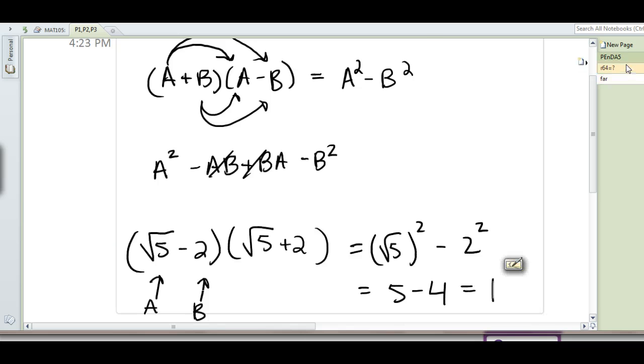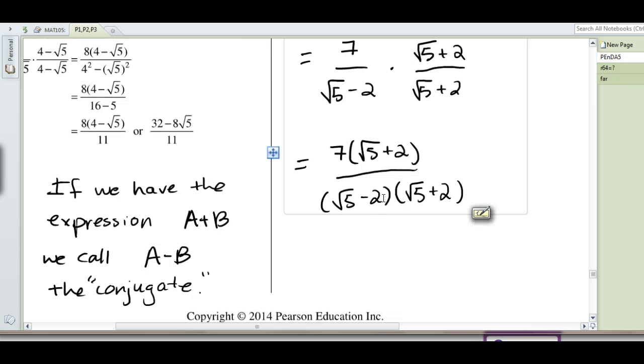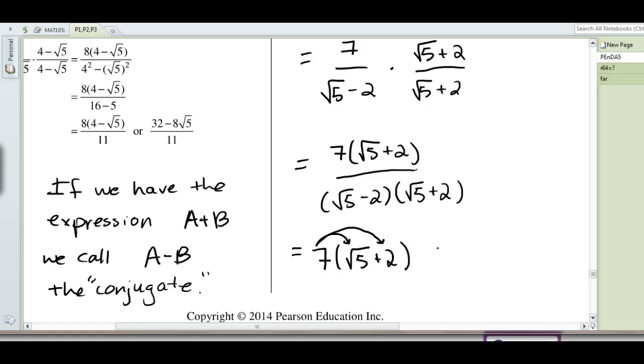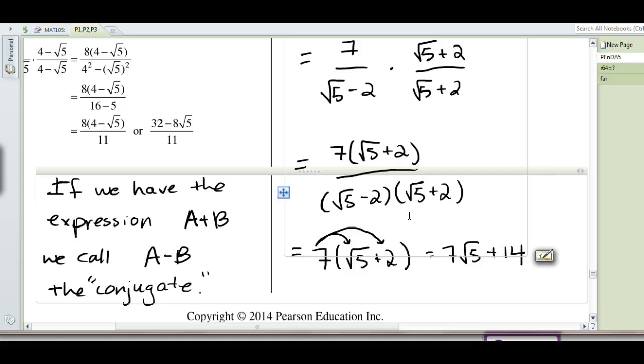So when we go back to our fraction here, the bottom, due to the conjugate, just ends up being 1. So we just end up with 7 times the square root of 5 plus 2. And if we want to multiply that out, we distribute. We do 7 times square root of 5, 7 times 2, and we end up with 7 square root 5 plus 14. Alright, so that one was pretty tricky, but remember the conjugate rule and remember to practice ones that look like that. The other example they have is pretty good as well.